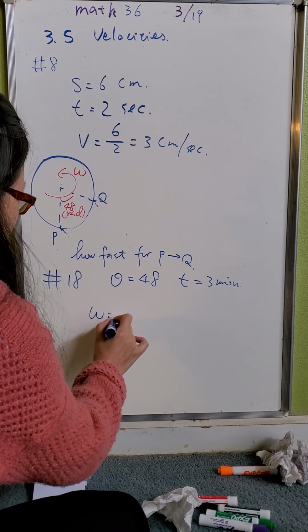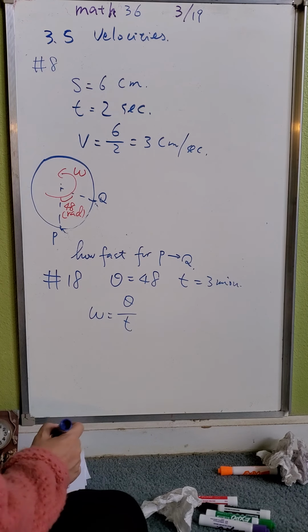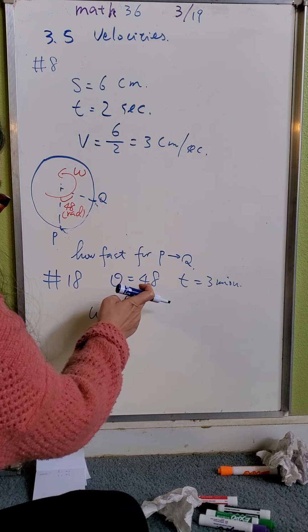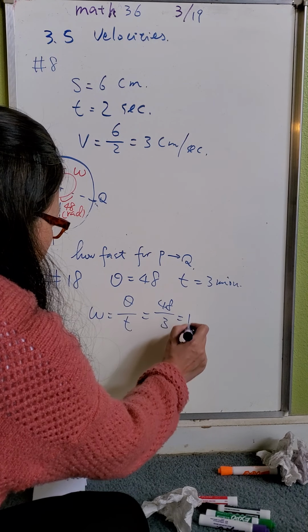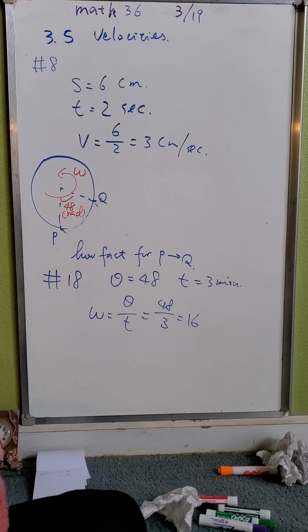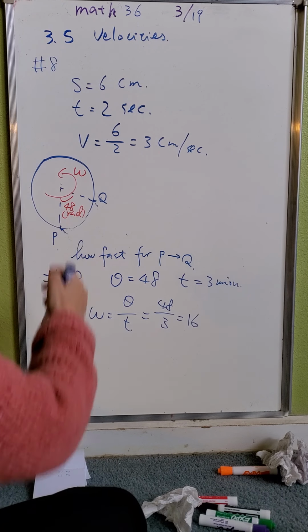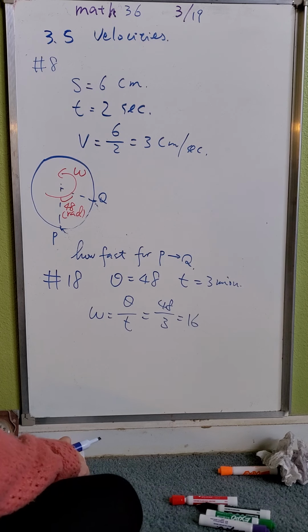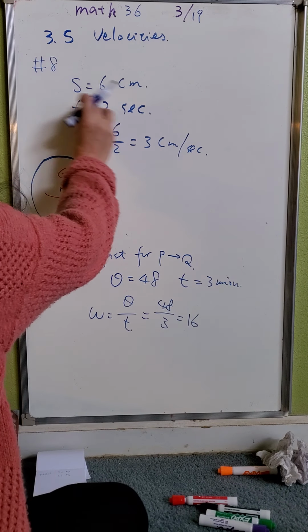So omega is equal to theta over t, and means the change is 48, the angle 48, divided by 3, so equal to 16. So that means that every second they change 16 radians. So that's for number 18.